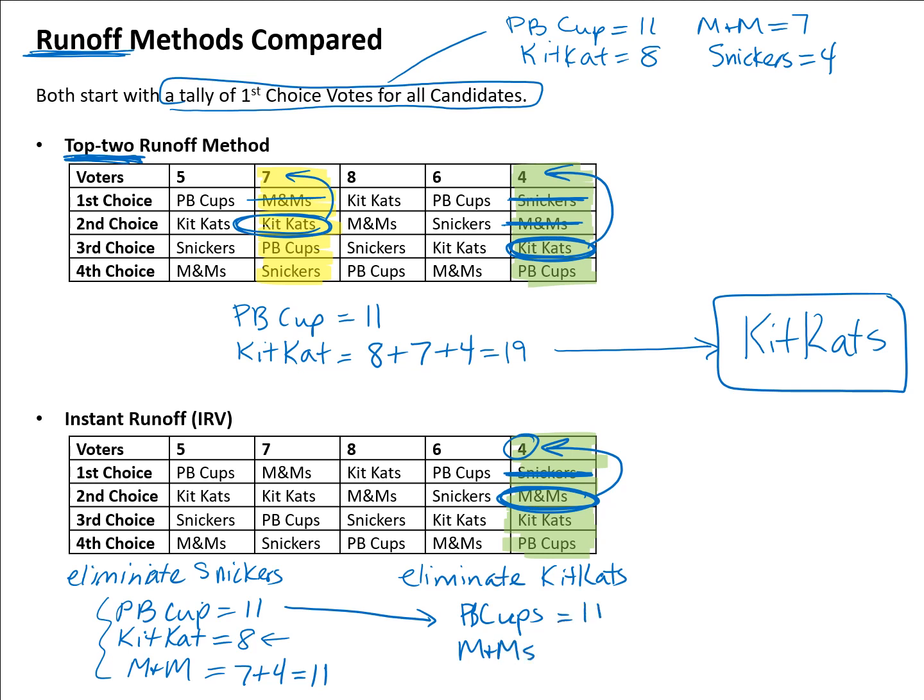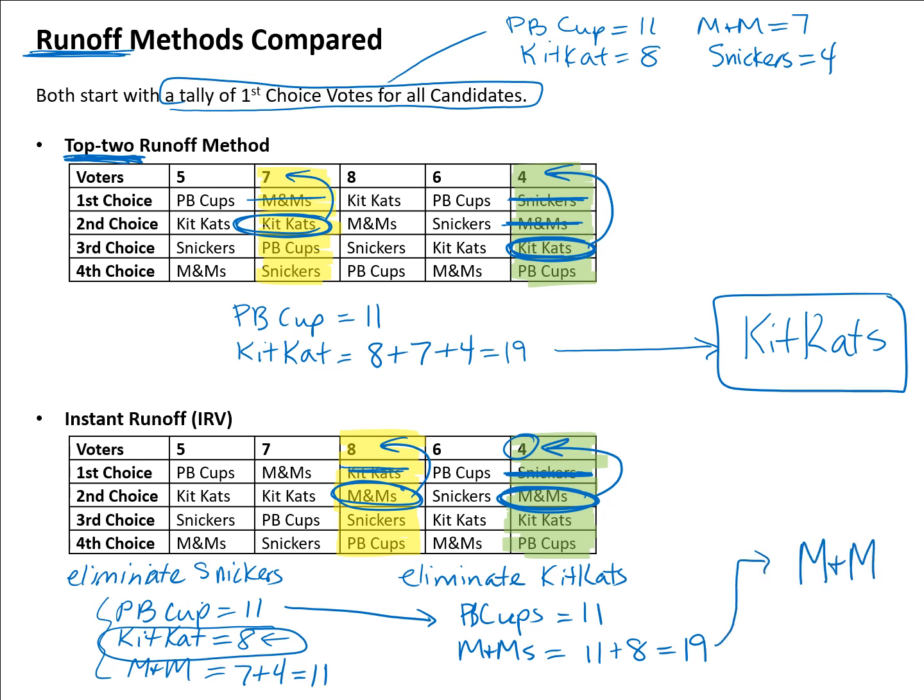They keep the votes they already had, 11 votes and 11, and now we need to redistribute Kit Kat's votes. So let's see where Kit Kat was. Kit Kat was here with 8 people. Those 8 votes came from this middle column. If those 8 people can't vote for Kit Kats, they would vote for M&Ms next. So those 8 people would choose to vote for M&Ms, and so that brings M&Ms' total up to 19. Now, double check, 11 plus 19 is 30. All 30 kids have voted. But in this case, by eliminating one at a time, we get M&Ms as the winner.